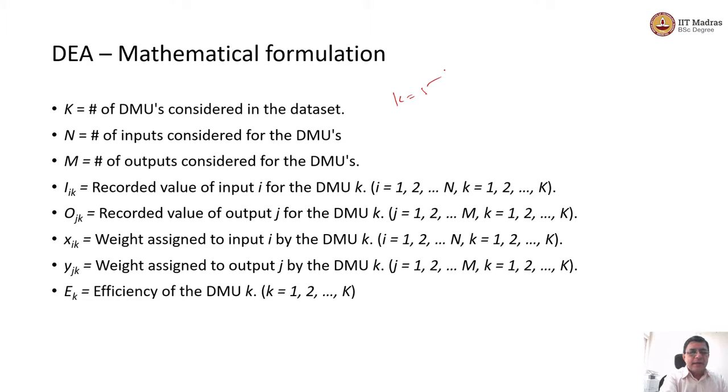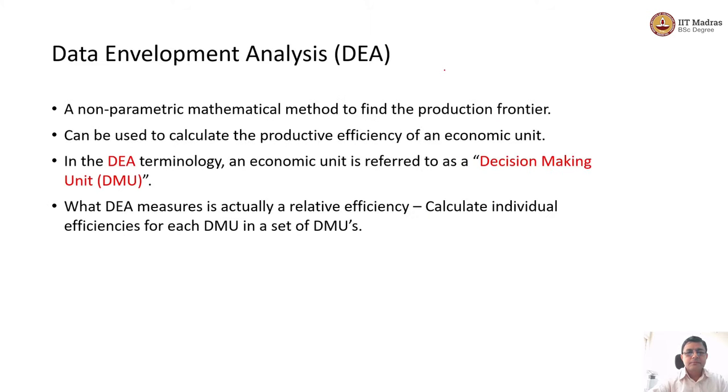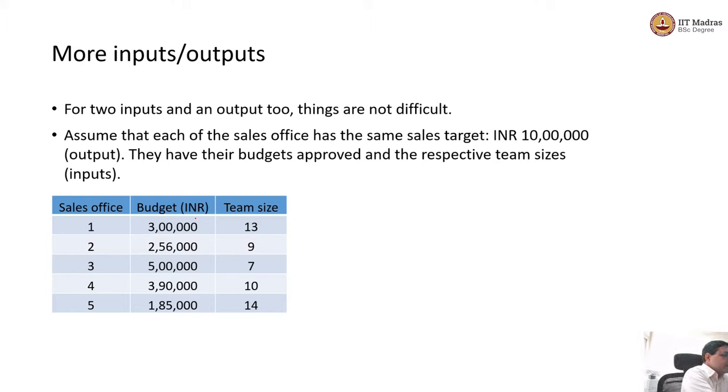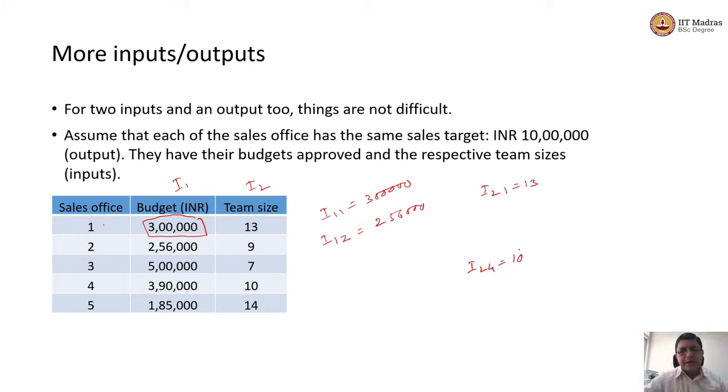Now I subscript IK, capital I with subscript IK, is the notation that is going to be used for the value of input I for a DMU K. Let me take you to an example. This was input number 1. This was input number 2. Input number 1 has a value of 3 lakhs for sales office 1. So input number 1 for sales office 1 is equal to 3 lakhs. Input number 1 for sales office 2 has a value of 2,56,000. Input number 2 for sales office 1 has a value of 13. Input number 2 for sales office 4 has a value of 10. You get the idea.